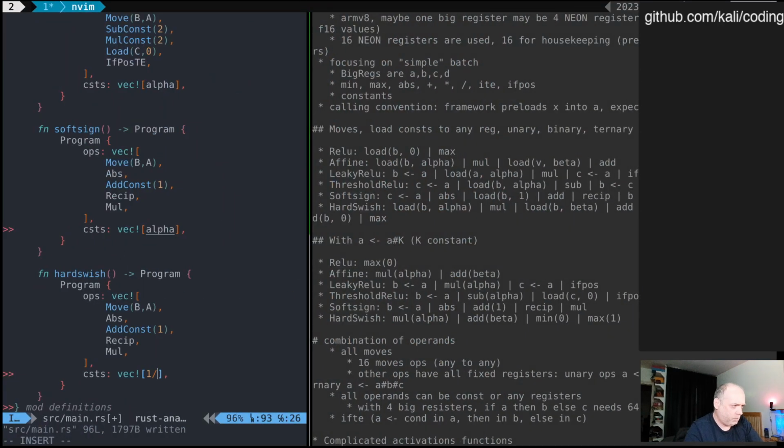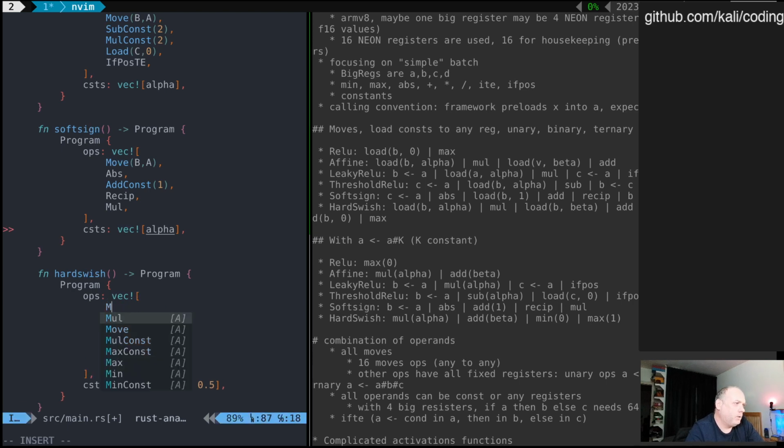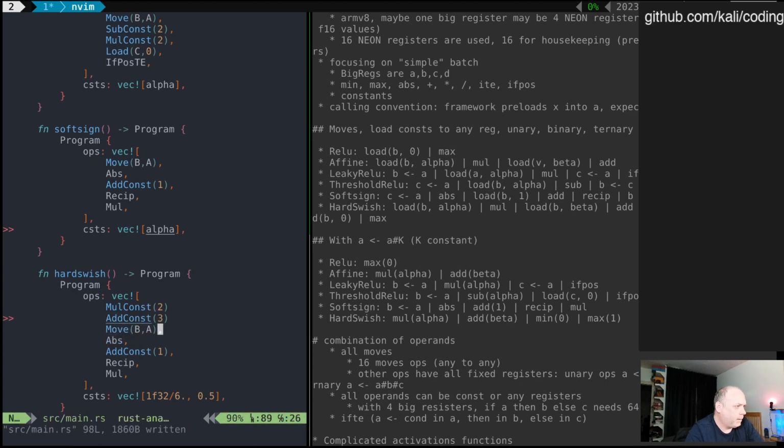So 1.1f32/6 and 0.5. Okay. So hard switch is mul alpha. Alpha is constant number 2. Add beta. Beta is constant number 3. And min of 0. Min with 0. 0 is constant number 0.